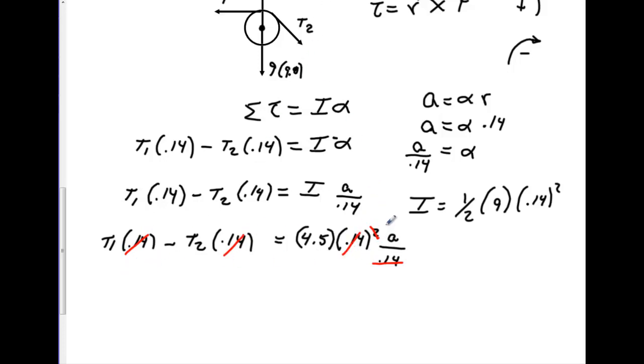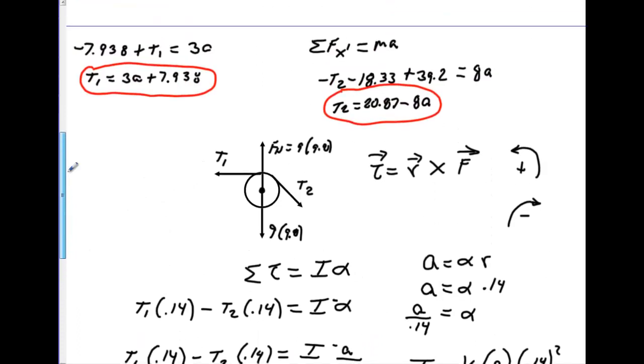And now the only thing you need to be careful with is, since I made this negative, I almost missed that. Since I made this negative, it's going to carry over here and here. So please make sure you do that, because otherwise you're definitely going to get the wrong answer. So now we're going to do T1 minus T2 must equal negative 4.5 times acceleration.